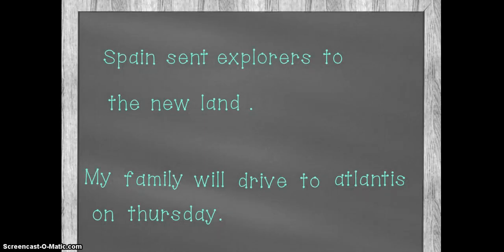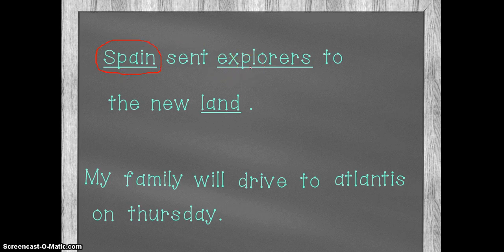Now let's look at these two sentences again. The first sentence, we have already identified the nouns. We said that Spain, explorers, land were nouns. Spain, we said, was a place, but it's not just any place, it's a particular place. So I would circle Spain to show that it is a proper noun.